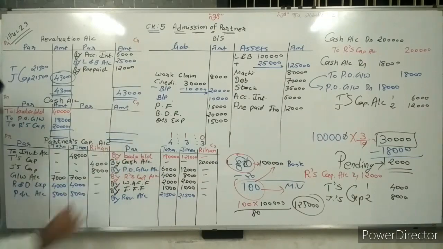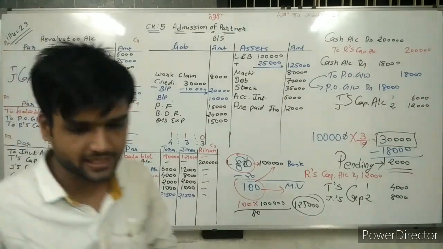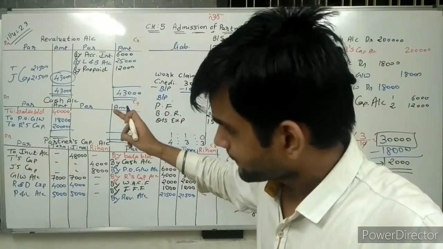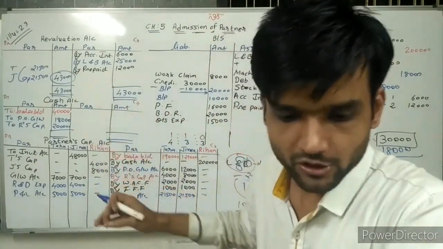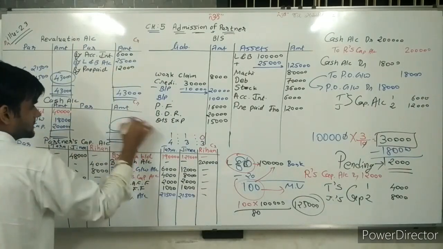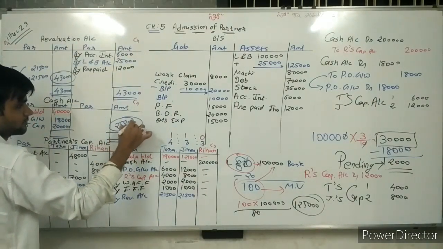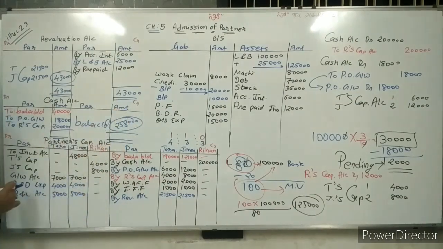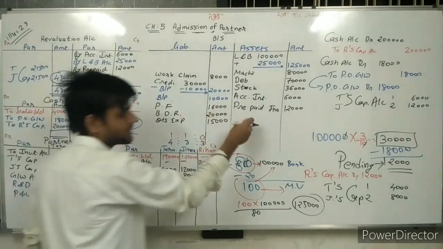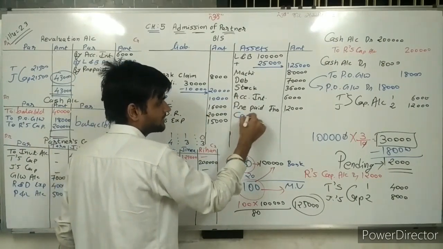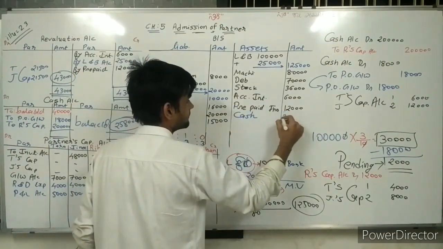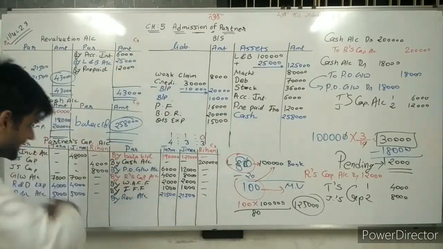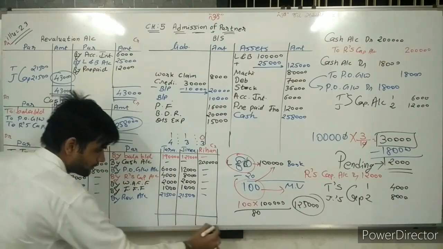Close the cash account also. First of all, we are checking it. 40,000, 2,18,000. Yes, perfect, 258,000. The balance is transferred to the debit side, so right here, cash and bank, whatever is given, 258,000. So closing of this account also.